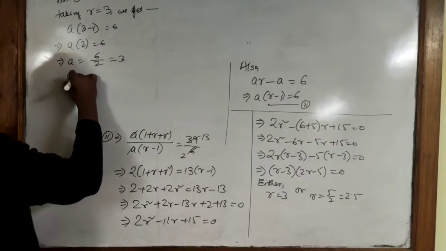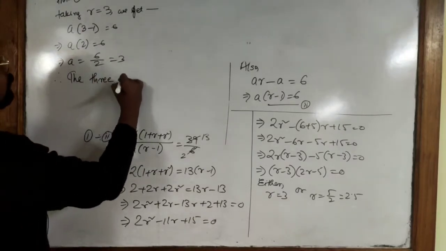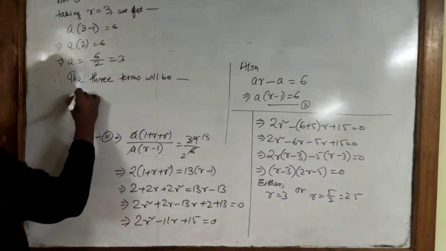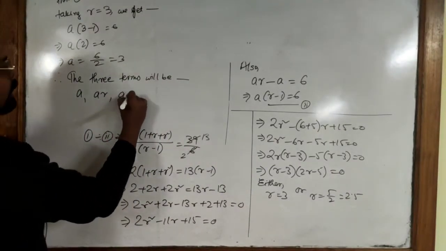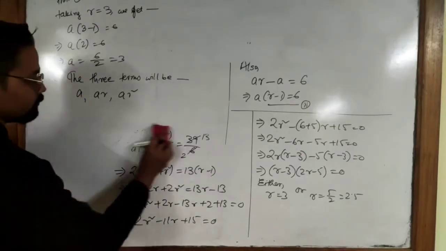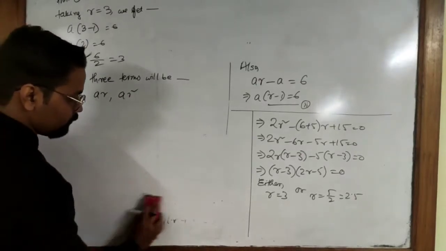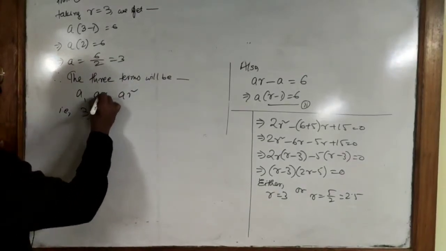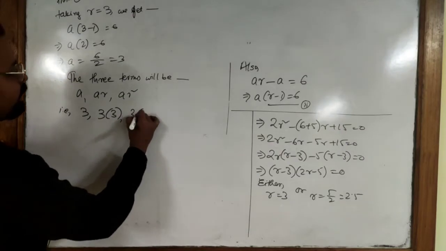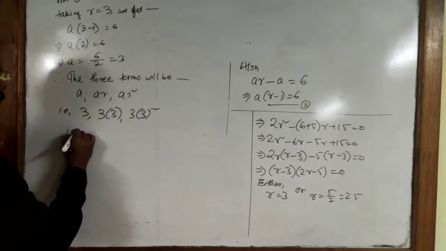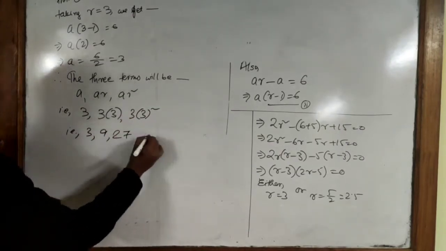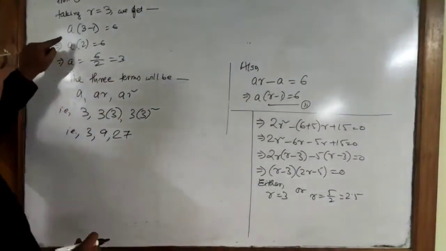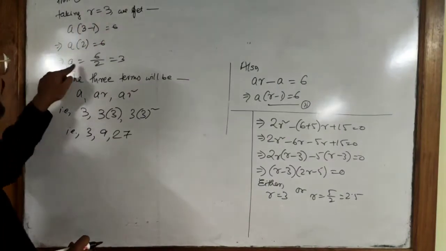Therefore the three terms will be a, ar, ar square, that is a is 3, 3 into 3 and 3 into 3 square, that is 3, 9 and 27. So these are the terms. If r is taken as 3, then we get a equal to 3.